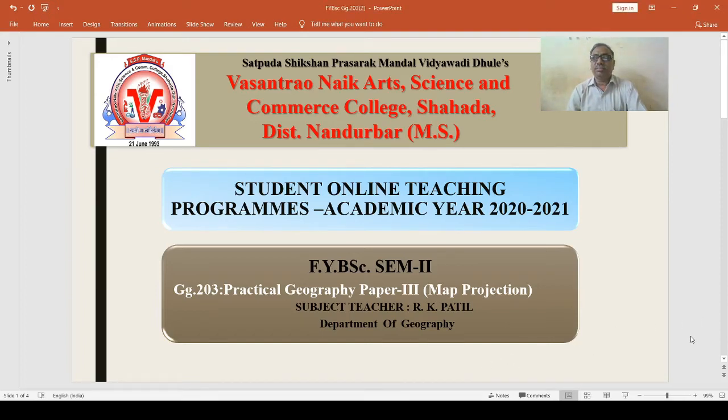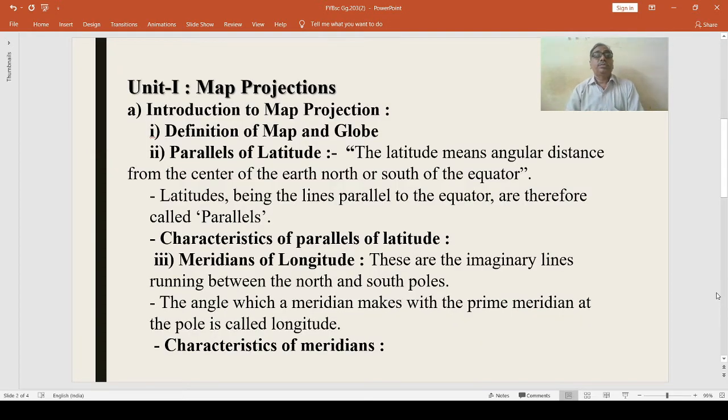Hello student, now we are going to study geography paper 3, that is practical geography, map projection. During the last period, we have discussed the introduction to map projection, and the definition of a map and a globe.